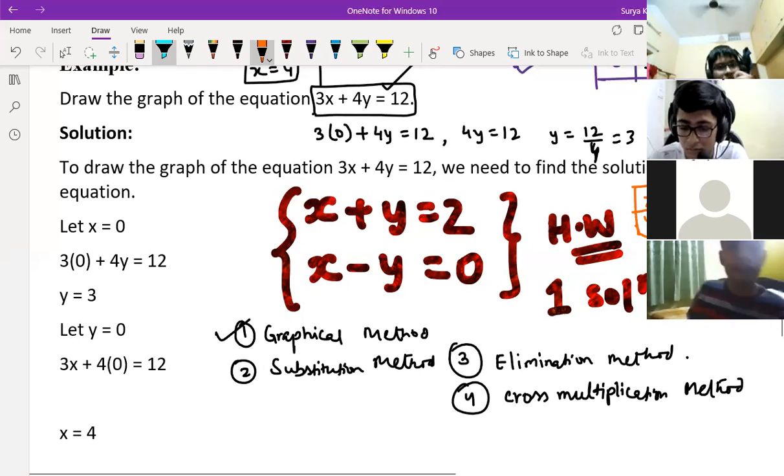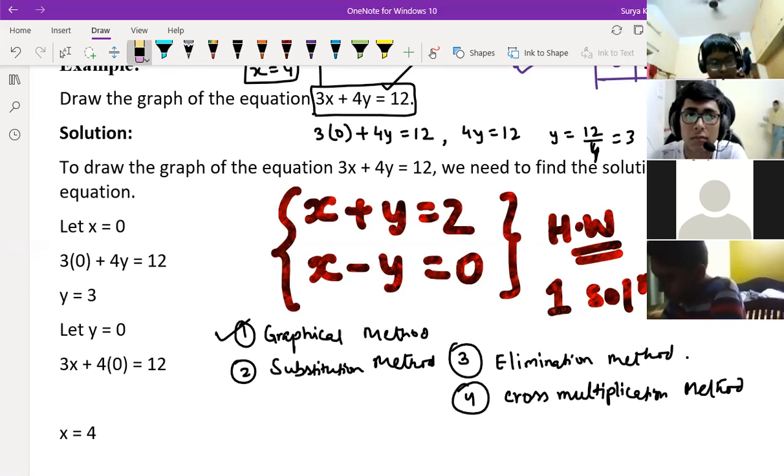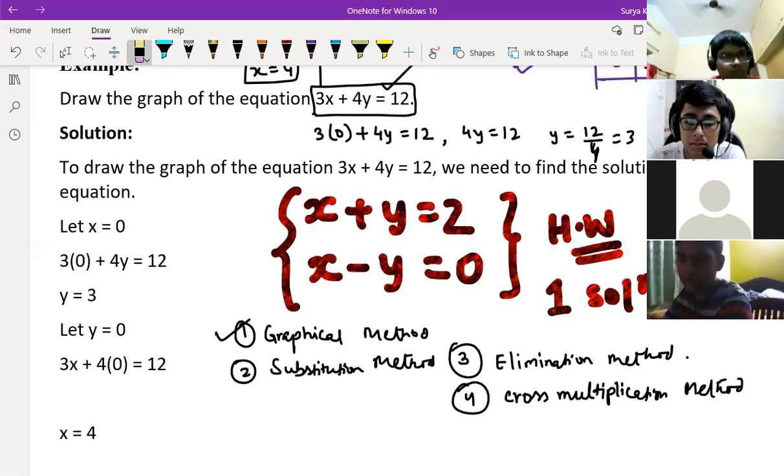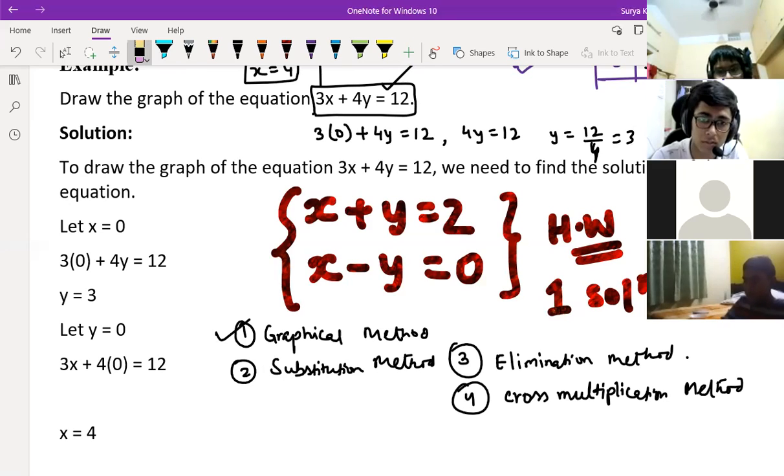Sir, if we take x plus y is equal to 2, sir, and if we take x as 0, so y will be 2, sir. So 0 comma 2, sir. Don't tell anything right now. Let me discuss all the methods, then you come back with your answers. What you are saying? Tell me once again. If x plus y is equal to 2, I'm taking x as 0, and y is equal to 2. So 0 comma 2, sir. That method will not be applicable for this.